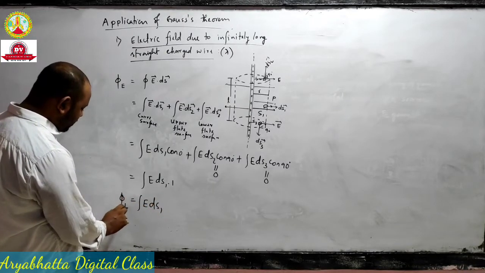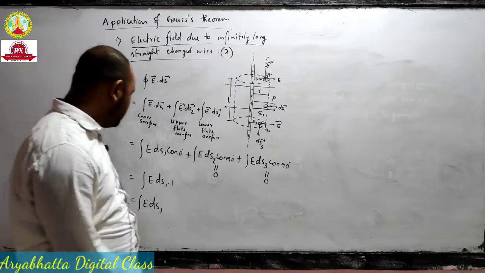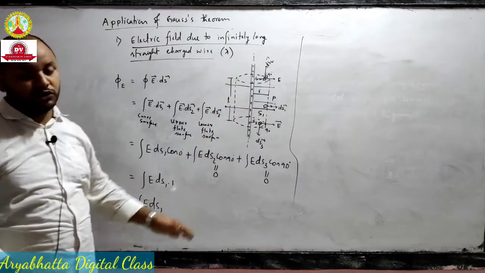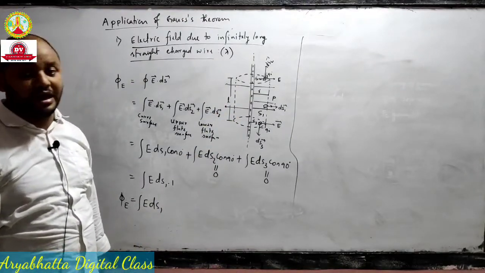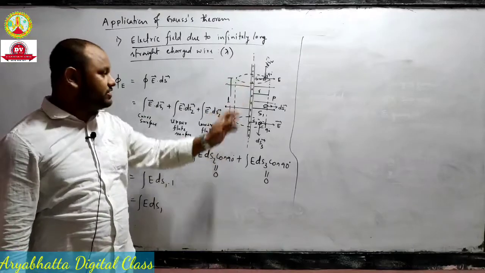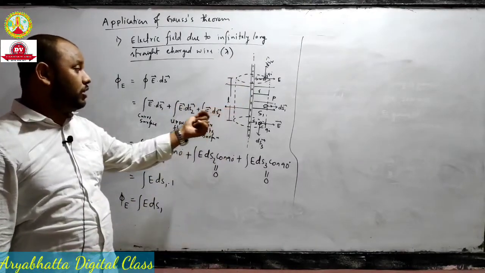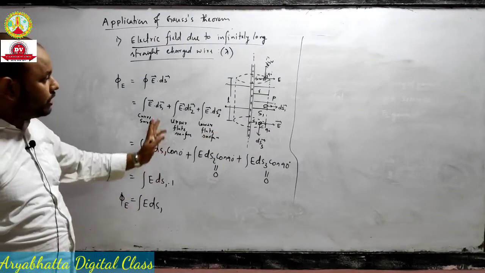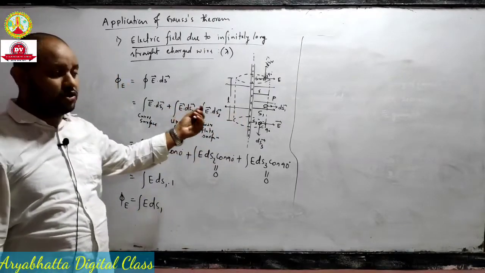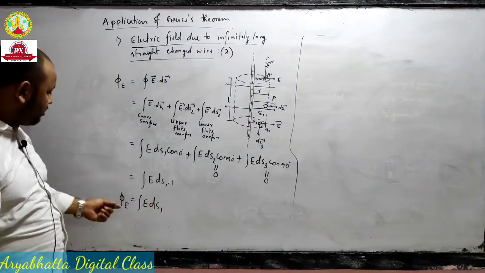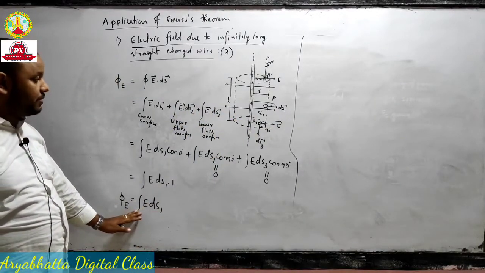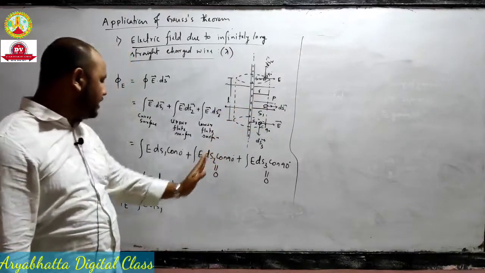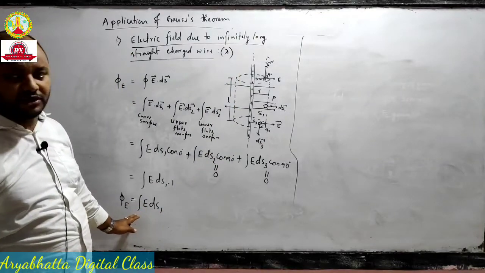So total flux phi is equal to how much? Integration E ds1. So here the two flat surfaces will contribute 0 flux. That means no field line will cross through these two flat surfaces. Only this curved surface will give some electric flux, and that is integration E ds1. On the curved surface, the value of electric field is the same, because every point on the curved surface is at equal distance from this line. That is why the electric field on the surface is constant.